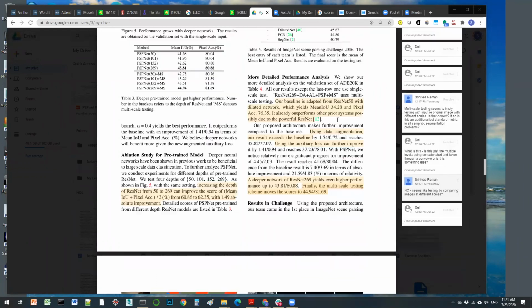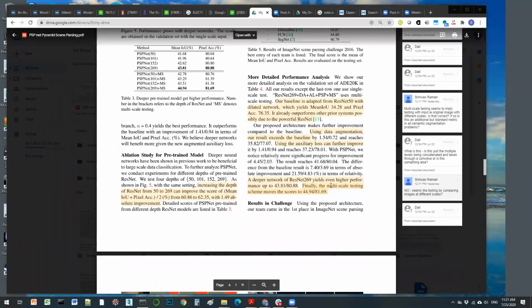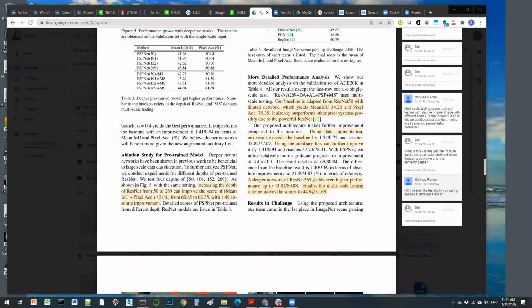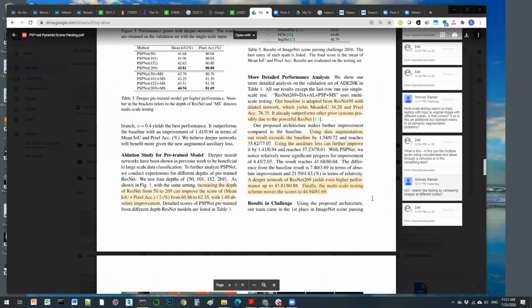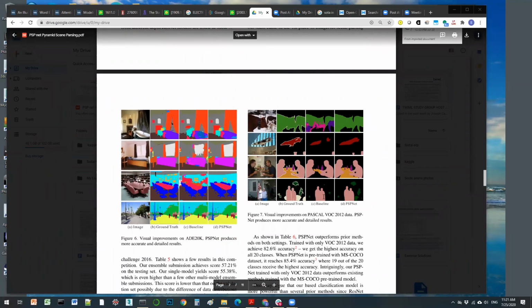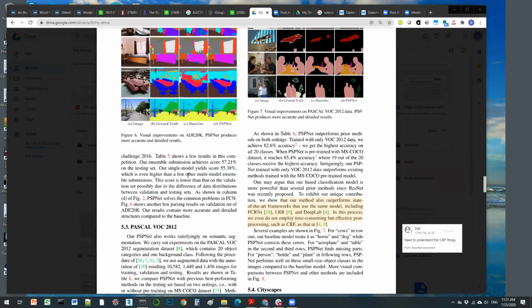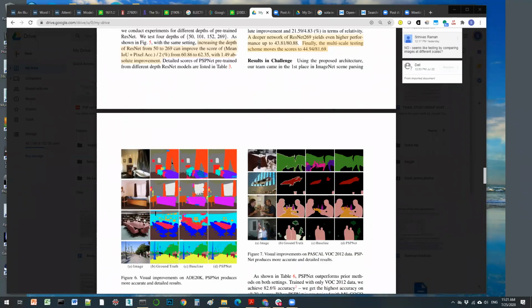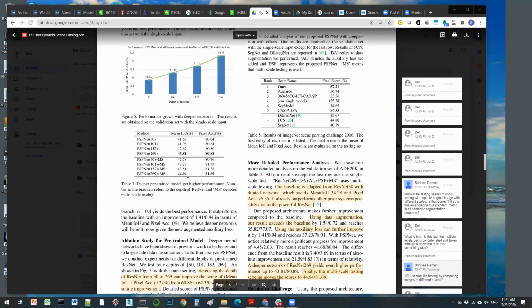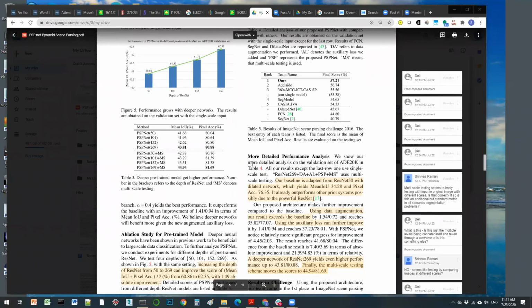So that's it. They just say, hey, finally multi-scale testing moves it to 44.94 for IOU and pixel accuracy of 81.69. And then using this, they came in first place in ImageNet scene parsing, and then they go over Pascal VOC 2012. And to your question, that you'd asked, it'd be good to see what the image sizes are. Unfortunately, I don't know whether they provide it anymore. Let's see what Pascal sizes are.